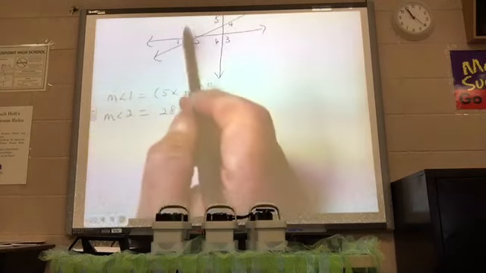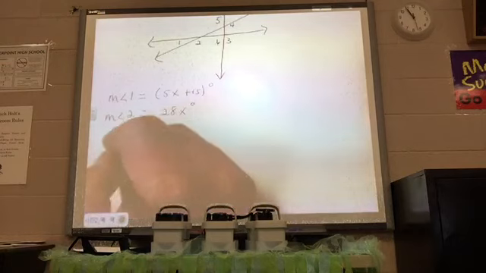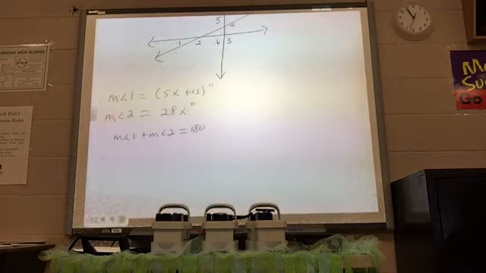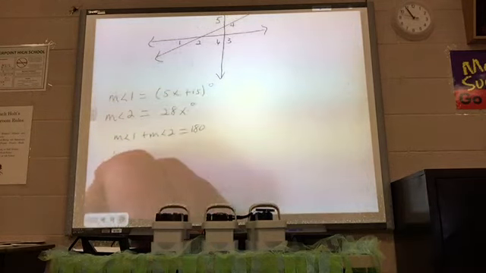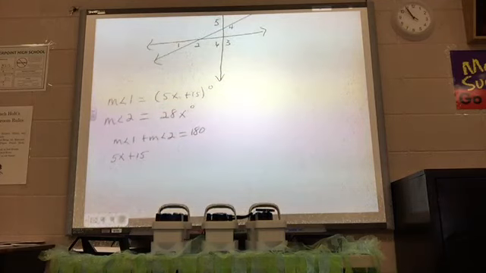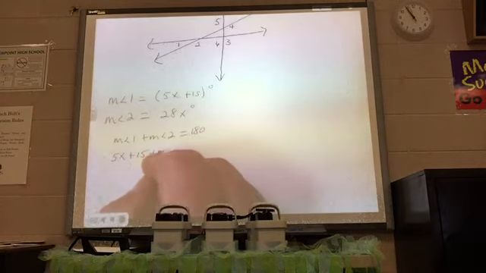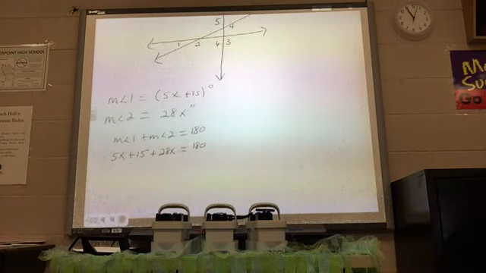We know that these two angles form a straight line. So we know that the measure of angle 1 plus the measure of angle 2 has to equal 180 degrees. And that's given. That's just knowing your definitions, knowing what you're looking at. All right? We know that angle 1, we can replace that with 5x plus 15. We know that angle 2 is this. So now we've got it into an algebraic equation.